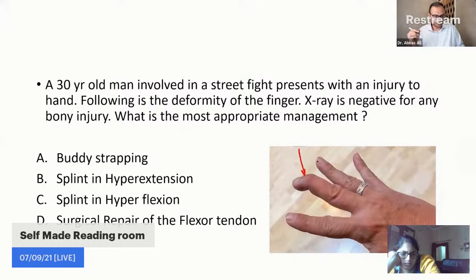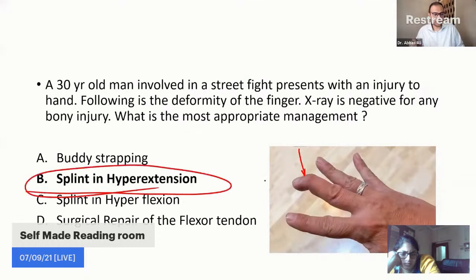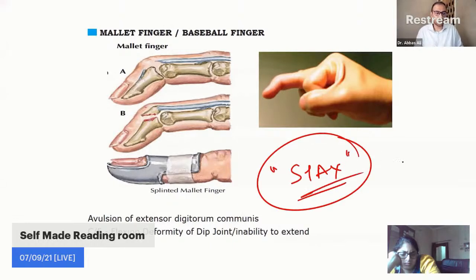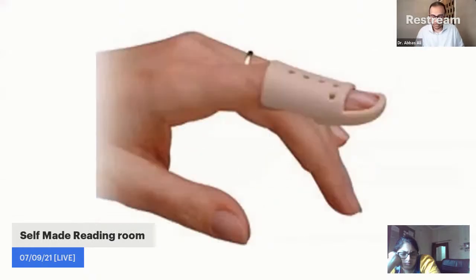This is mallet finger. So what will you do? Splint in hyperextension. Now can you tell me the name of the tendon that can be ruptured in this kind of injury? Extensor digitorum. It can be anything, but mostly it is extensor digitorum communis. So what is the splint you will use? Mallet splint. What is the other name for mallet splint? Any other name? Frog splint. Any other name? Stack splint. It is also called Stack splint. Please remember that. You can write it down. Okay, got it. Are you sure? Excellent. So this is your mallet splint.